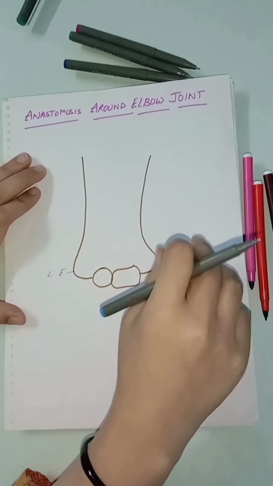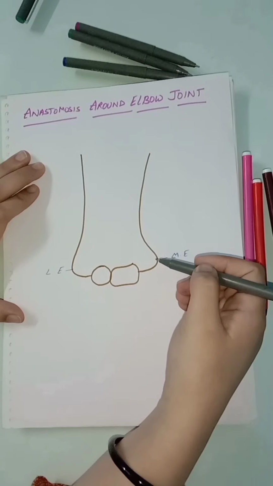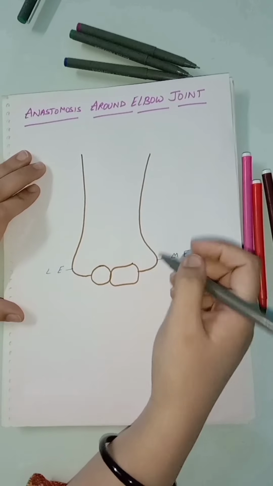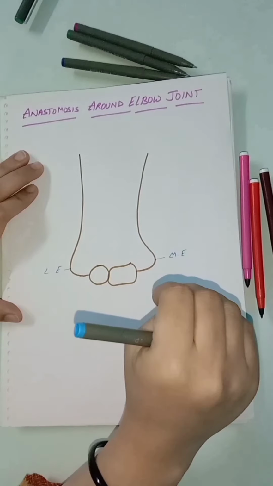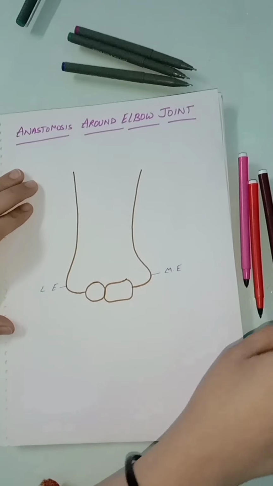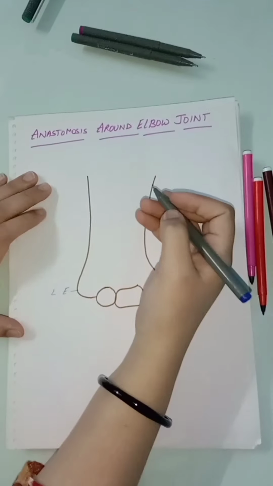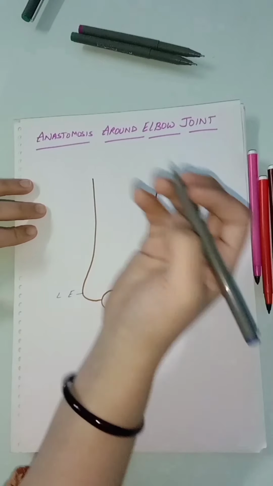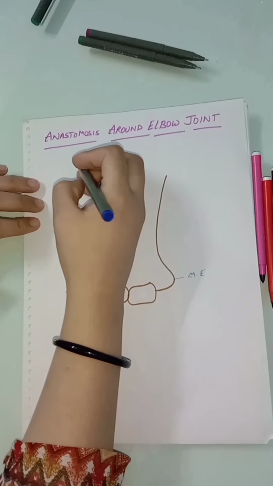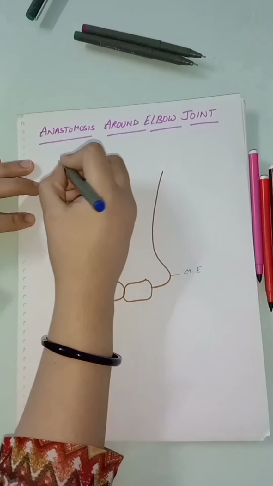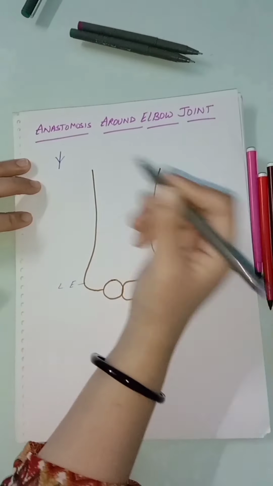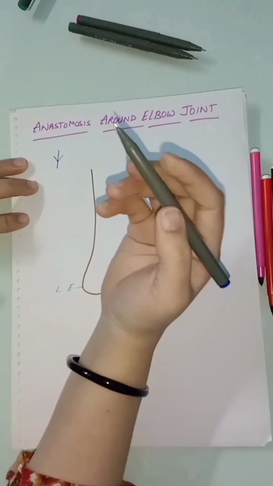Okay, this anastomosis around elbow joint occurs from 8 branches: 4 collateral branches and 4 recurrent branches. First, I want to tell you what the collateral branches are and what the recurrent branches are. As we know, the normal blood flow is from up to downward.